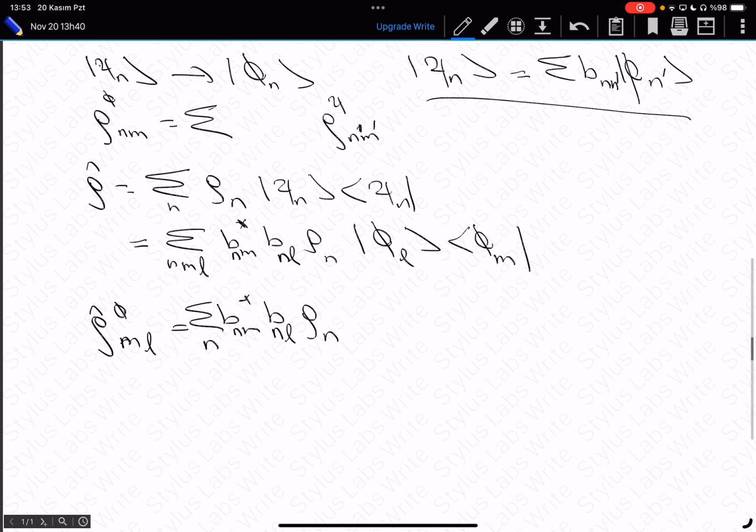So the B's are the expansion coefficients. B_n m is the expansion coefficient of psi n. Well, in general, this won't be diagonal.